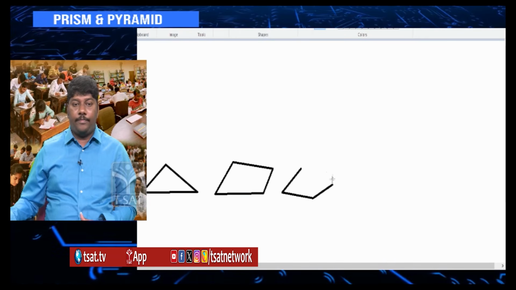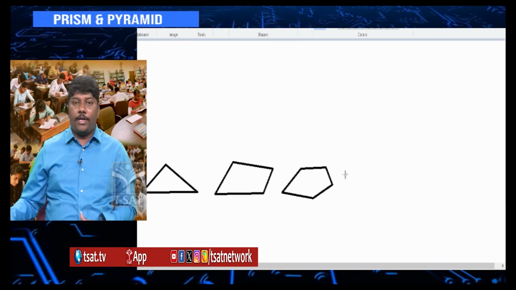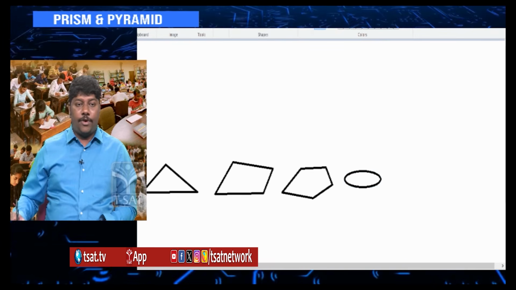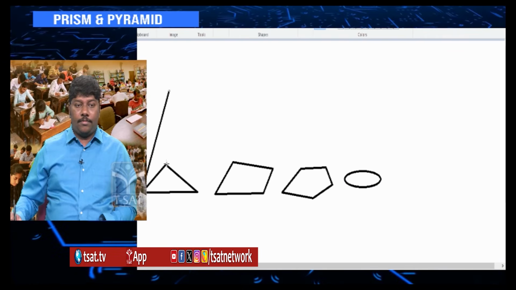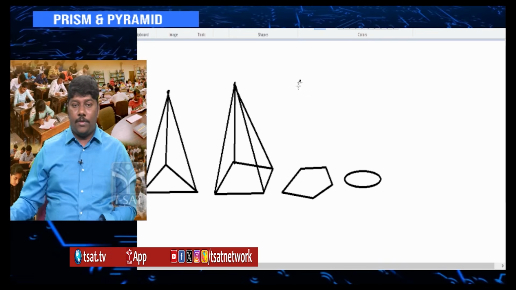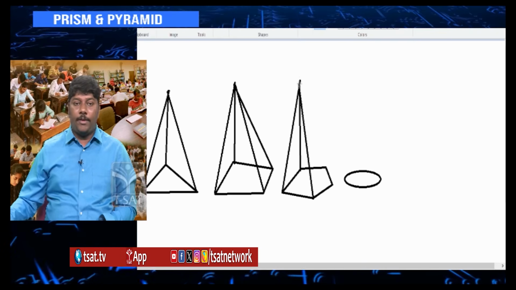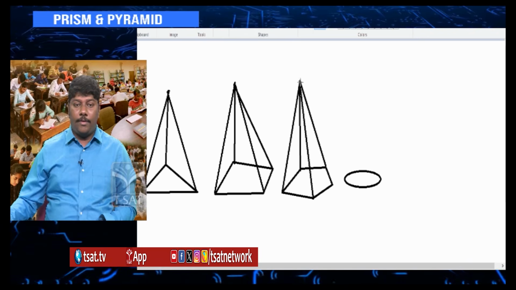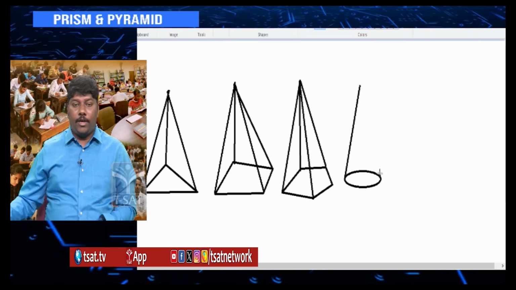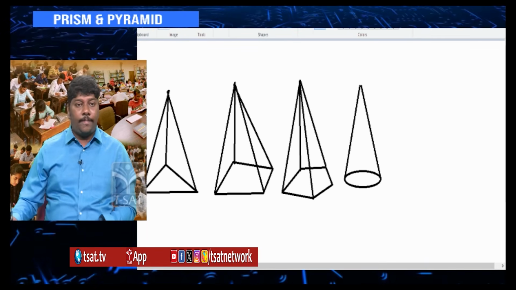I'm just taking a pentagon, and a circle. A circle is a polygon with infinitely many sides. You join all these vertices to a point, then we get a pyramid. So the first one is a triangular pyramid, the second is a quadrilateral pyramid, the third is a pentagonal pyramid, and the last one is a circular pyramid. A circular pyramid is also called a cone.